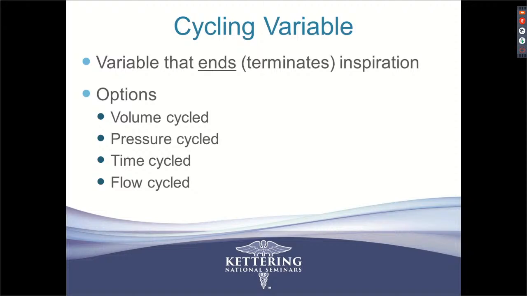This is the variable that ends or terminates the inspiratory phase of a positive pressure breath. Highlight number 1, the volume cycled. This is the most common way that the breath is terminated. Under number 1 there, highlight letter C. The advantage of this is that the minute volume can remain constant and provide stable blood gases.